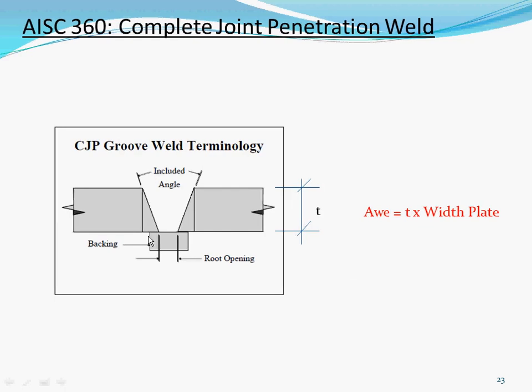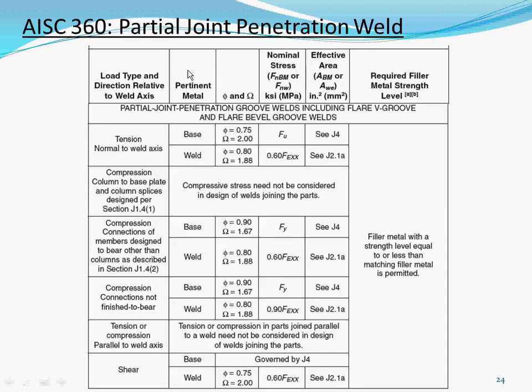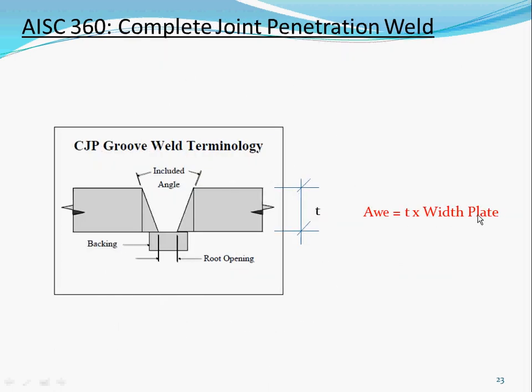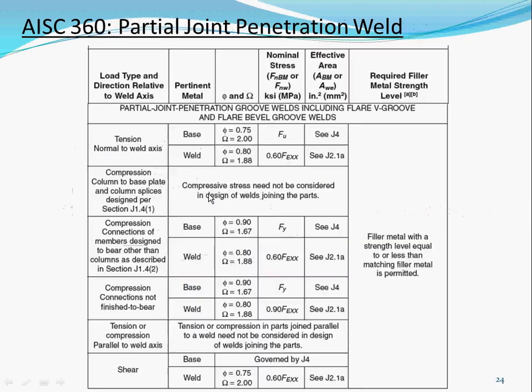This one is showing you the backing bar. This is what I was talking about last time, when they have to remove the backing bar. They typically have a root opening here so they fuse together. If you put it together like that, then at the bottom they don't fuse too well. So they typically need a gap between the two pieces when you weld it together. So that's for CJP. The effective area for the weld metal is essentially just the thickness times the width of the metal itself.